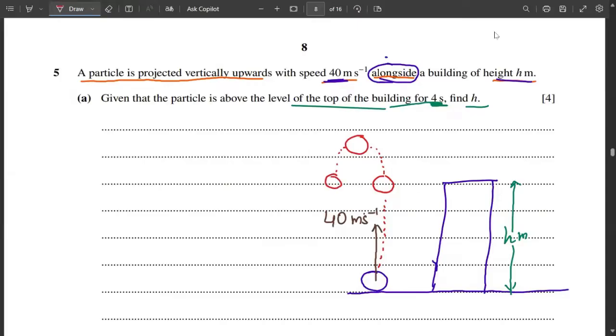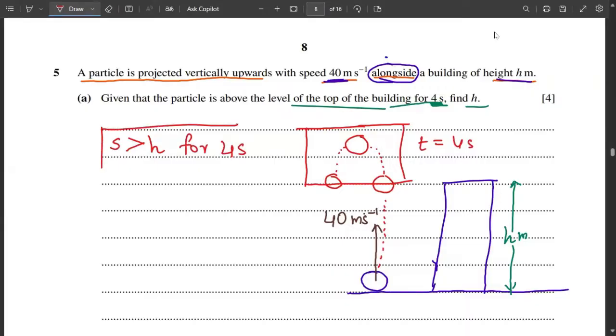So the time taken for this to happen is 4 seconds. That means the displacement of the particle will be greater than h for 4 seconds. This is a very important point. You need to understand the particle will be above height h for 4 seconds. That means going up also and going down also.